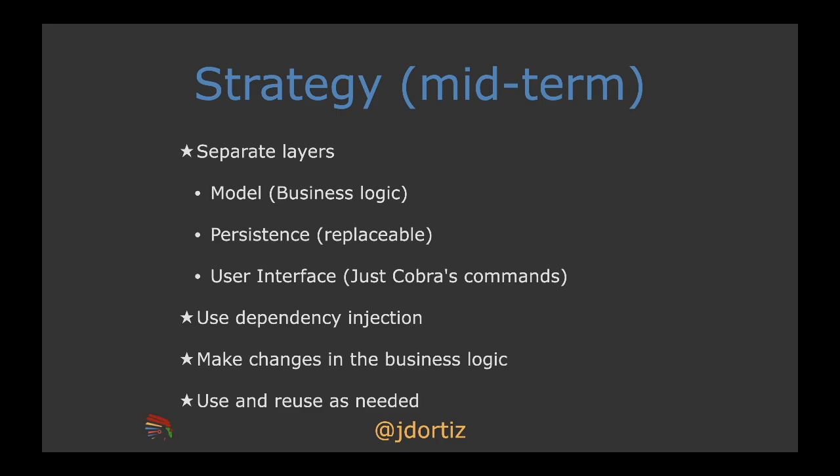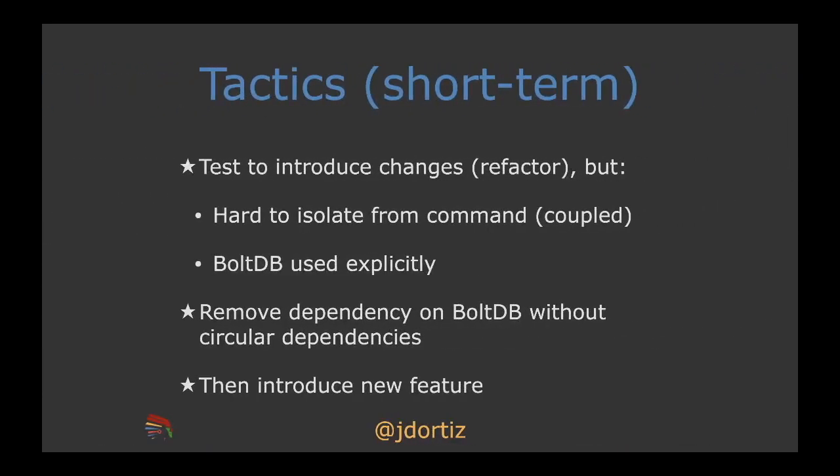And you have a user interface, which in this application is a command line interface, but it could be, let's say, a web interface, and you're using a microservice using the same business logic and writing to Postgres. Why not? The goal here is to be able to use dependency injection properly and to make changes in the business logic as required, and use and reuse all the pieces as needed. That is the long-term or mid-term strategy.